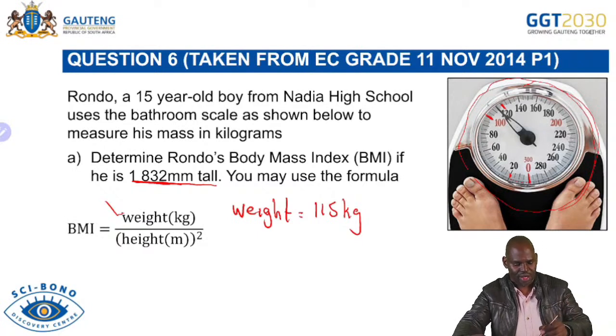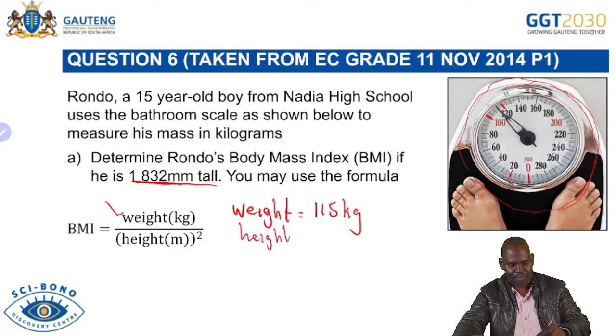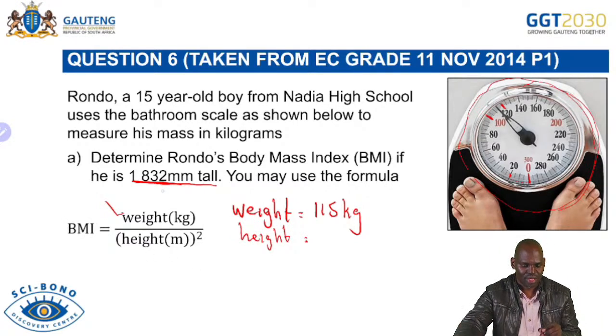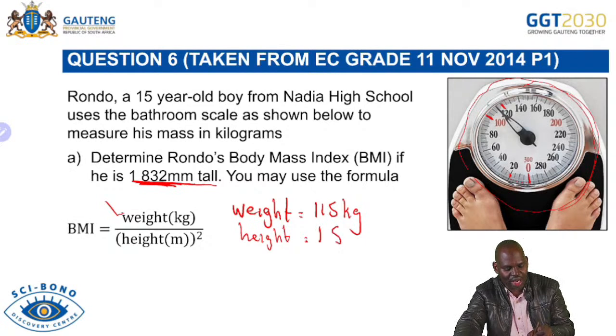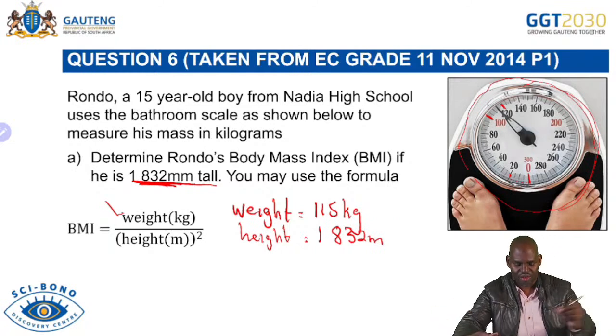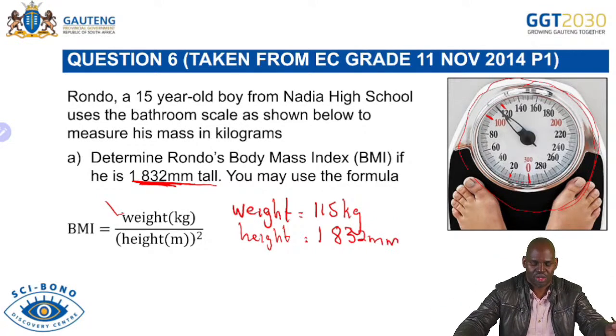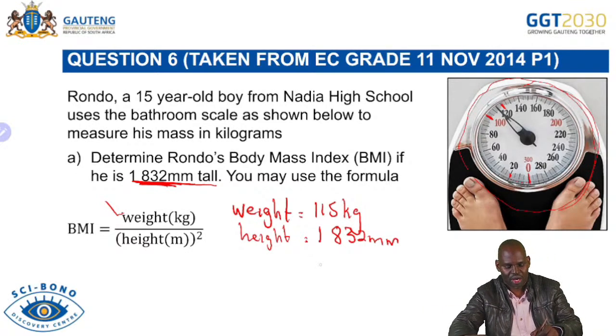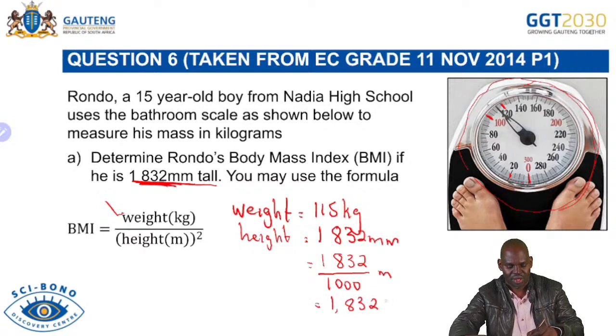Then do we have the height? Let's check the height. Yes, we do have the height, but we need to be careful because the height that is needed there must be in meters. But look at this one, it's given in millimeters. So there we've got 1,832 millimeters. Wow, we need to convert it. How do you convert from millimeters to meters? You should know now, boys and girls, we divide by 1,000. So if you take 1,832 and divide it by 1,000, you are converting to meters, and this will give you 1.832 meters.